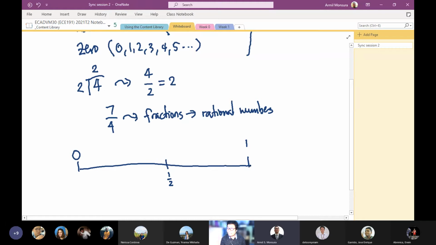Okay, so, halimbawa, kung meron sa pagitan ng 1 tsaka, halimbawa, ito yung 2. Okay? Meron kayong 3 halves dito sa pagitan nila. Meron kayong 3/4 dito, for example. Meron kayong, say, ano yung 1 and 1/4? 5/4. Okay, and so on. Tapos may mga nasa pagitan pa niyan. Okay? Nakuha to?